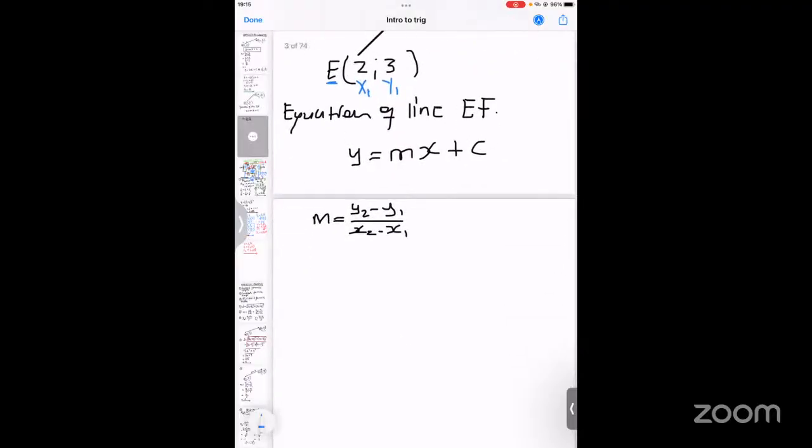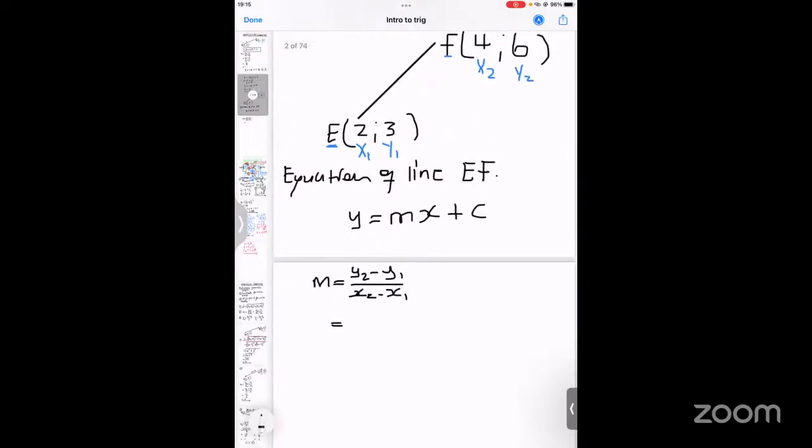So now what I'm going to do is substitute there and say y2 is 6 minus y1, which is 3, over x2 is 4 minus x1 which is 2, which is 3 over 2.